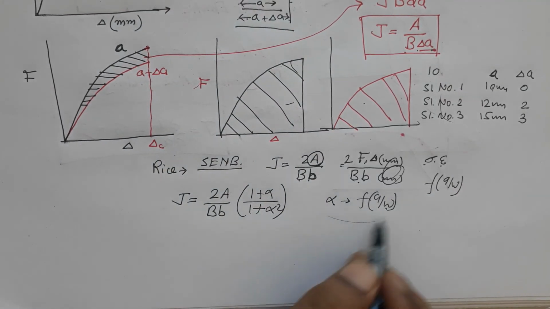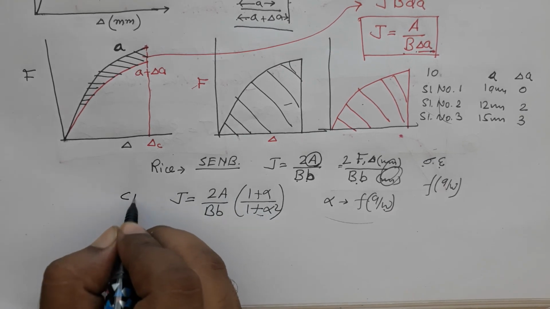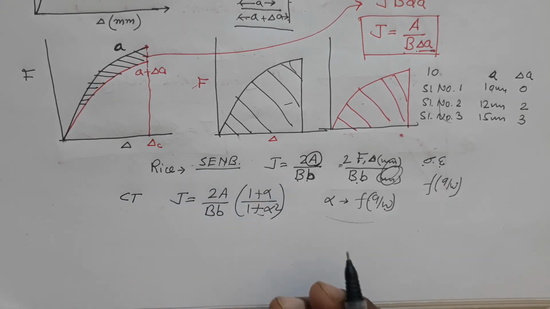Okay, so that geometry factor is coming. And why is the geometry factor coming? Because the CT specimen is geometrically different from the SENB specimen, and that is why this factor is there.